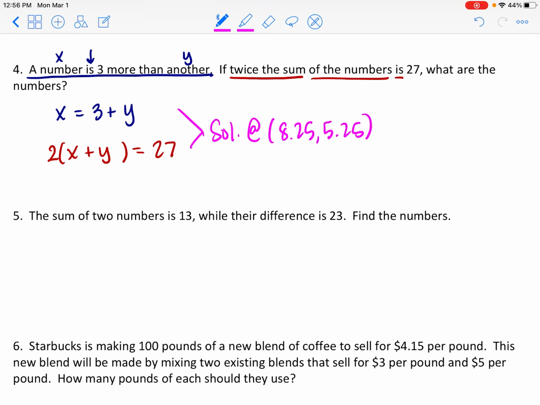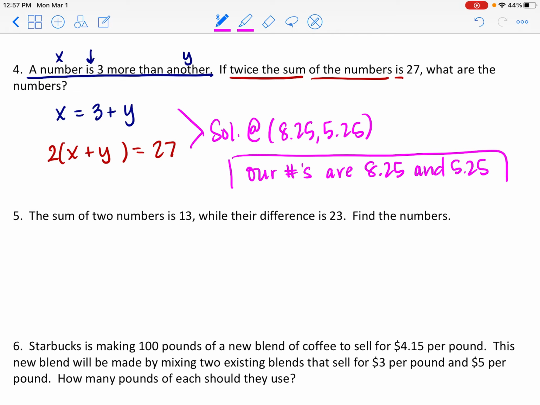5.25, so that's it. Our numbers are 8.25 and 5.25. That probably wouldn't have been too fun to solve by hand. Thankfully, we've got technology to do the heavy lifting.